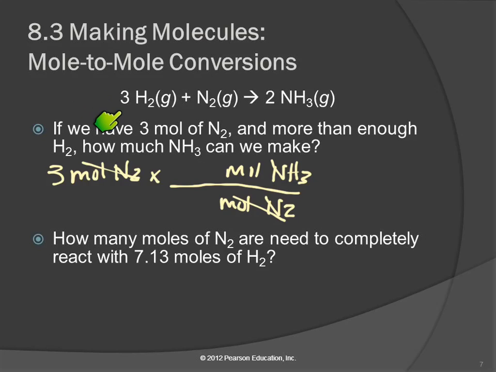Then look at the balanced chemical equation and get the relationship. 2 moles of ammonia for every 1 mole of nitrogen. So 2 moles of ammonia to 1 mole of nitrogen. So we do the math, 3 times 2 divided by 1, and we get 6. 6 moles of ammonia. Is that good?